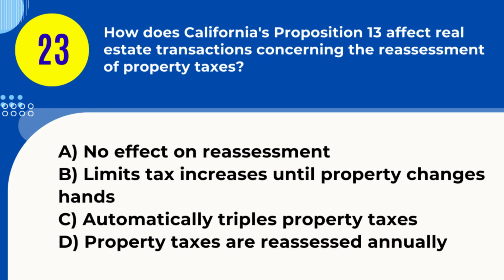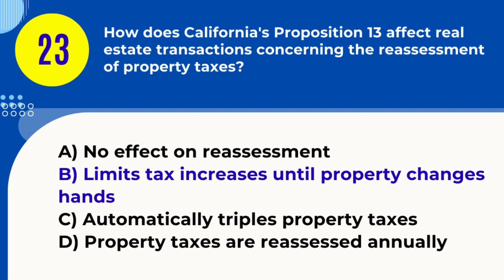Question 23. How does California's Proposition 13 affect real estate transactions concerning the reassessment of property taxes? A. No effect on reassessment. B. Limits tax increases until property changes hands. C. Automatically triples property taxes. D. Property taxes are reassessed annually.